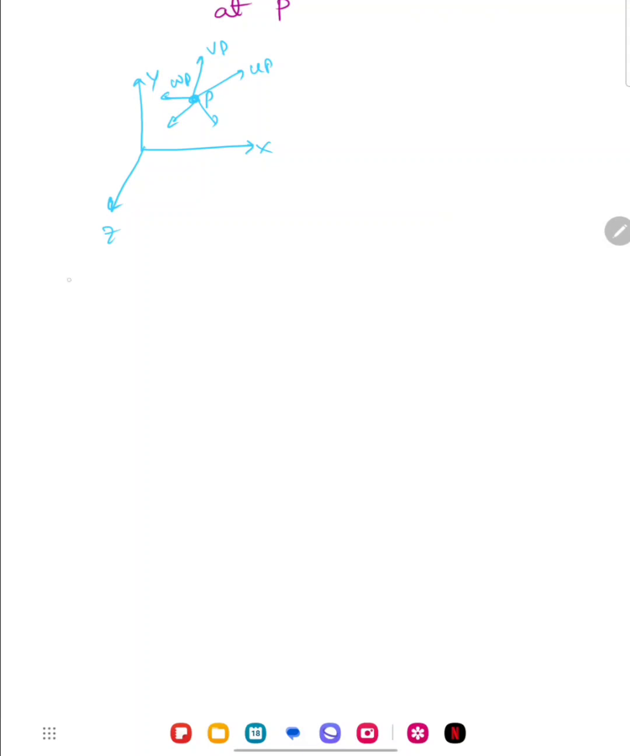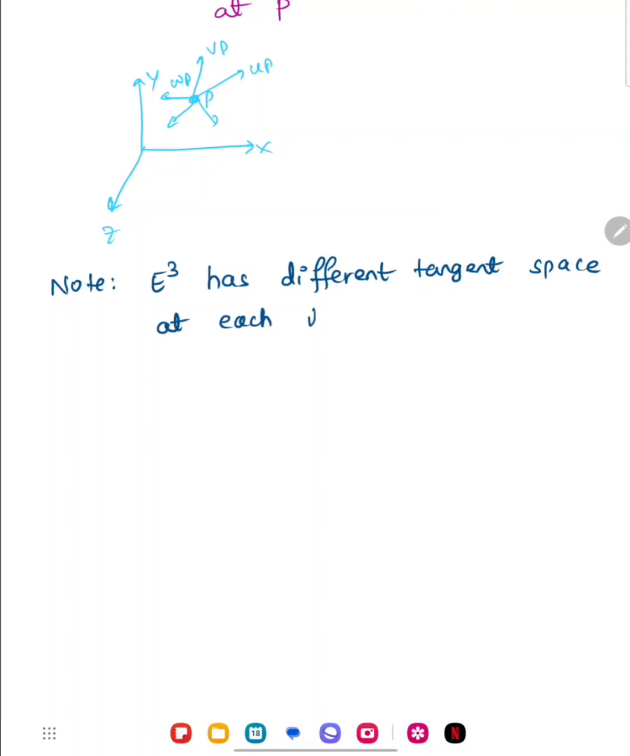So have a note. E3 has a different tangent space at each and every one of its points.